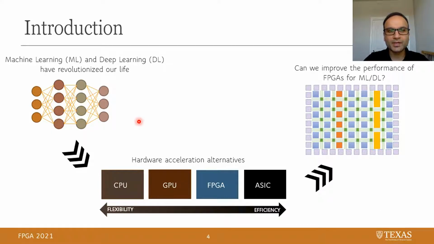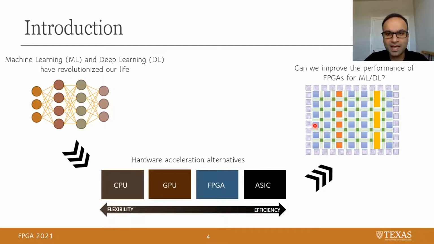Machine learning and deep learning have revolutionized our life. There are ML and DL applications around us every day. Hardware acceleration for these applications is commonplace because of the compute-intensive nature of these applications. The alternatives range from highly flexible CPUs to highly efficient ASICs. FPGAs are very interesting in this space because they provide the parallelism that these applications require, and they are also very flexible, which is very important in the changing world of ML and DL.